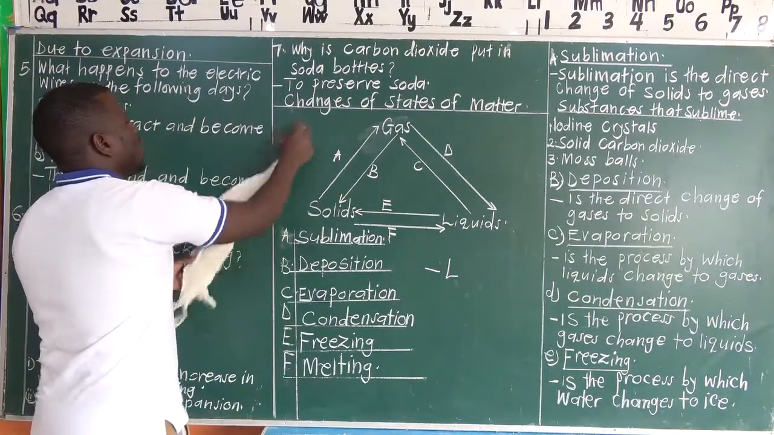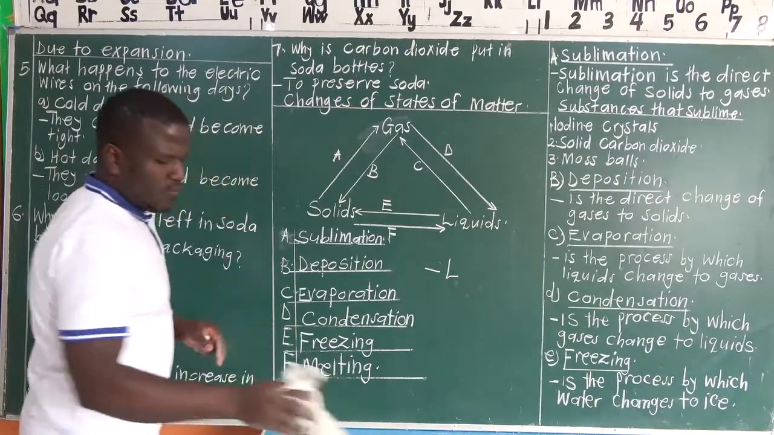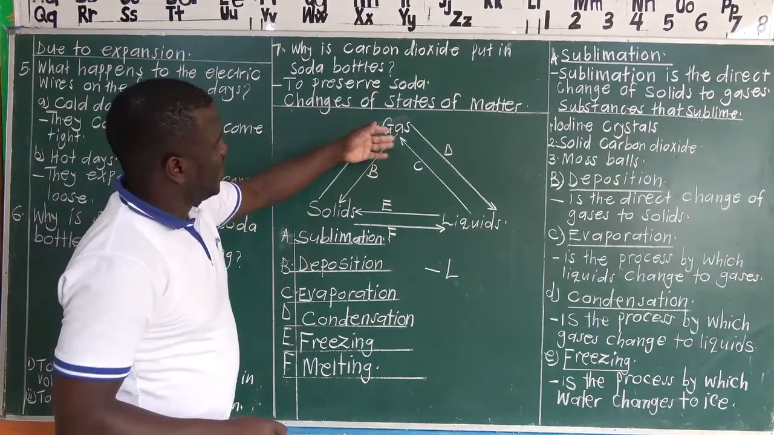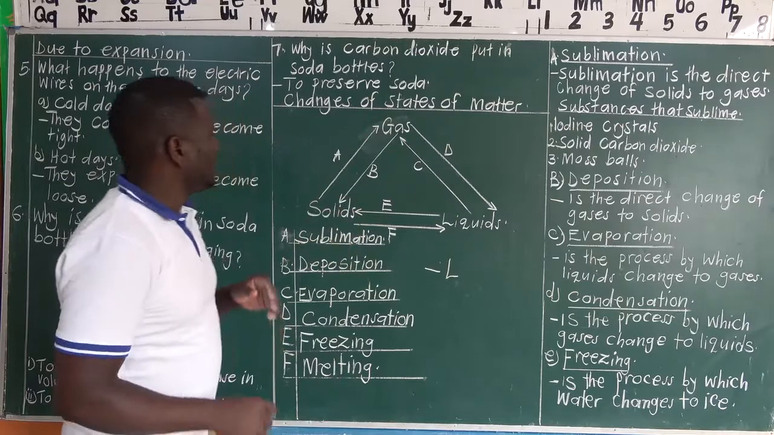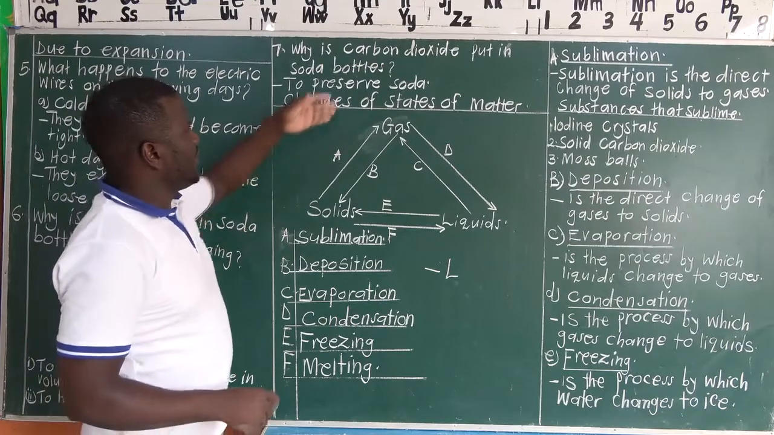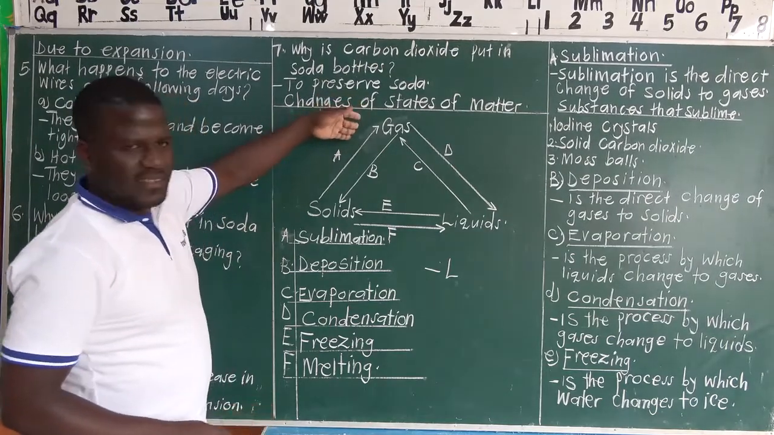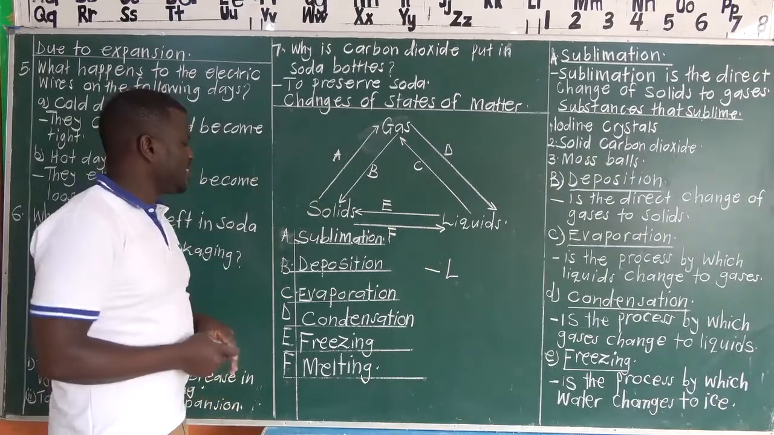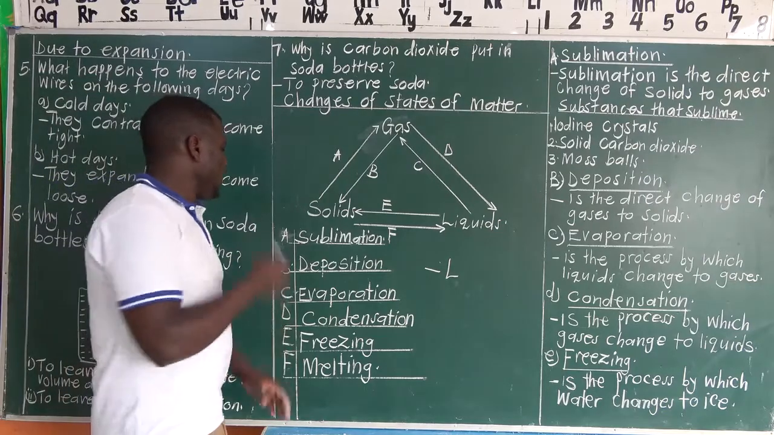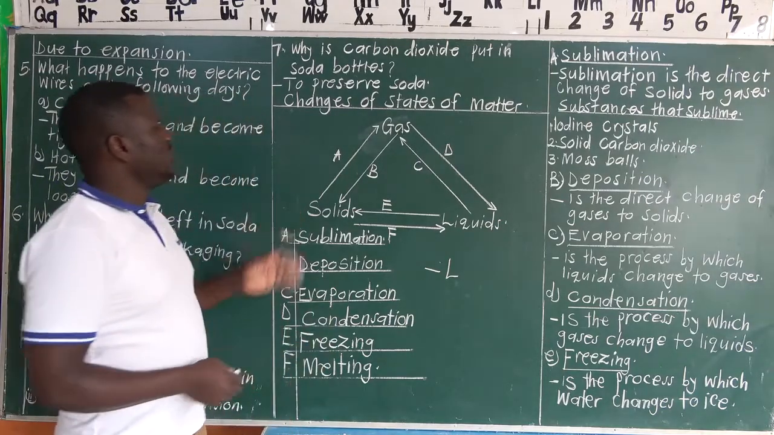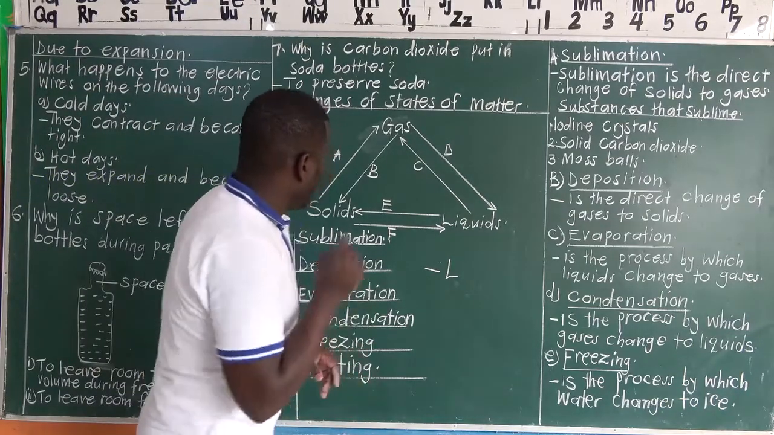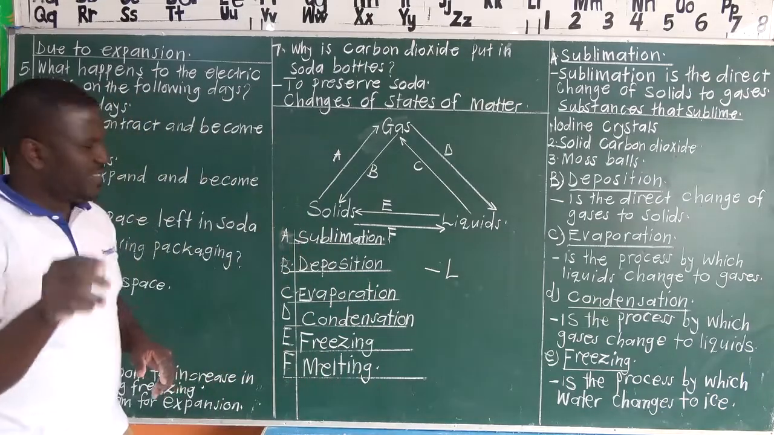Now, I want us to look at the changes of states of matter. We have gaseous state, liquid state, and solid state. Now, we have process A. Process A, solids change to gases. When solids change to gases directly, that process is called sublimation. So, sublimation is the process by which solids change to gases directly. Or you can say sublimation is the direct change of solids to gases.